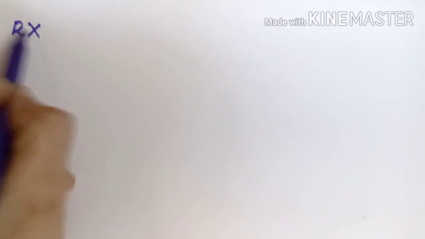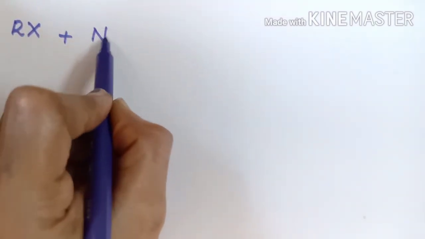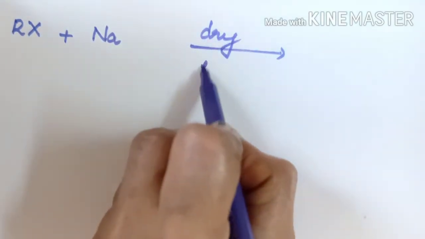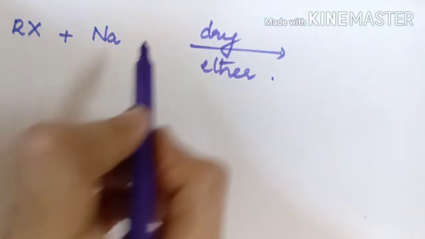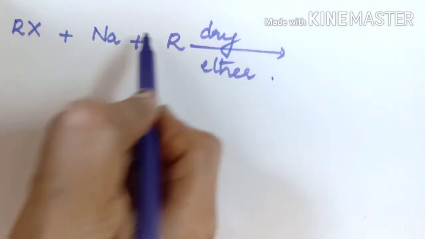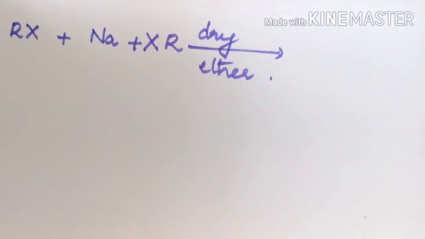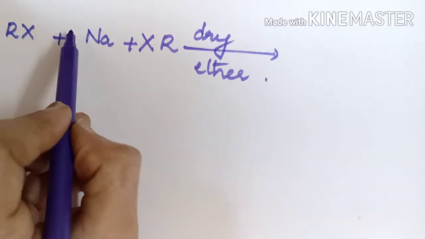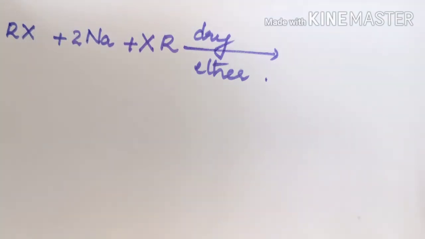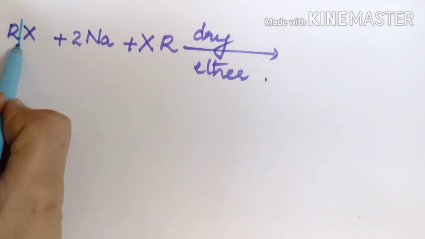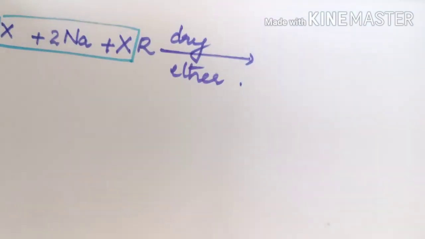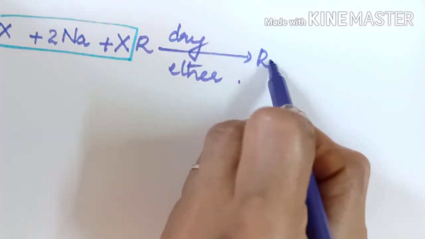For example, if I take RX and treat it with sodium metal in the presence of dry ether as the solvent, you find that it will react in such a manner that the higher alkane is produced, for which two alkyl halides are required and two sodium atoms are required, and the reaction will result in the elimination of sodium halide and the higher alkane R-R is obtained.